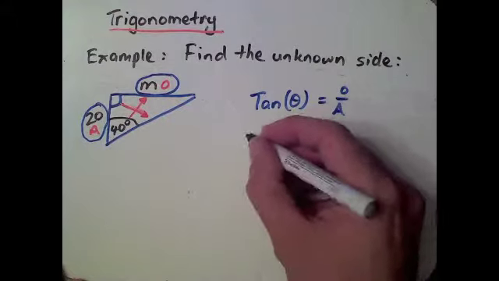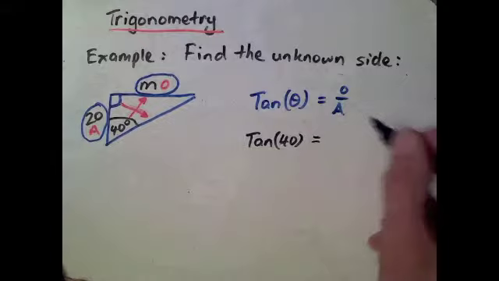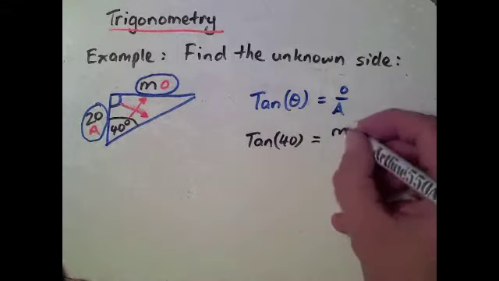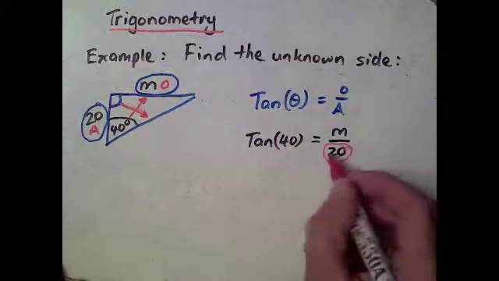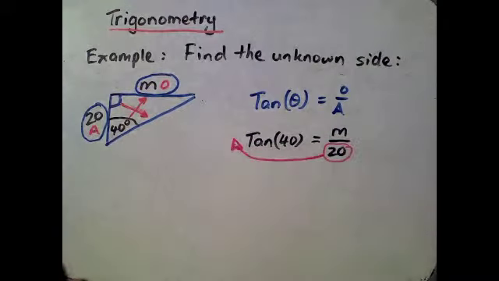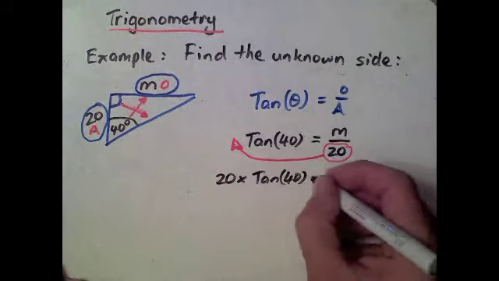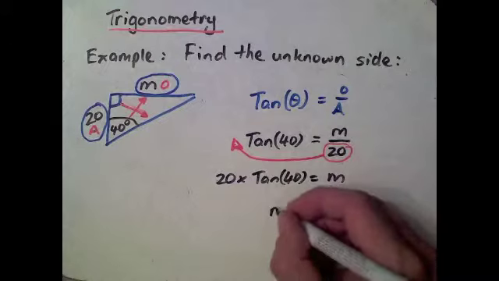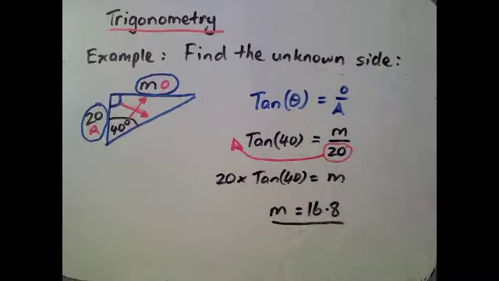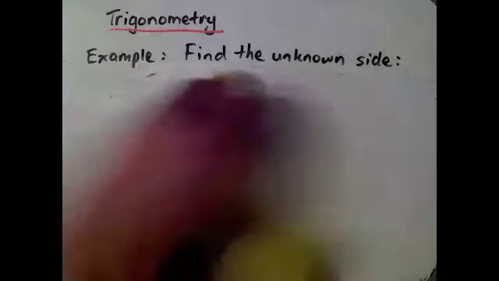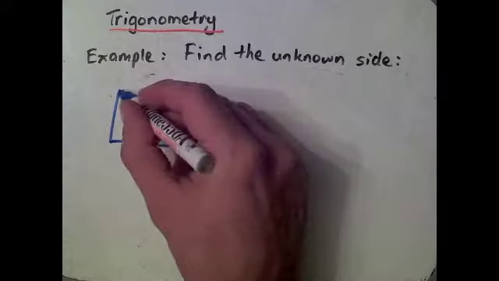And let's substitute those points in. So theta is the angle, so we're substituting in 40 there. Our O side's got M on it, so we want to put an M in place of the O, and A's got 20 on it. And now we simply solve, so it's divide by 20, so we've got to multiply by 20 by bringing it onto the other side, and we get on our calculator and go 20 times tan 40 is equal to M, and therefore we get M is equal to 16.8. Nice and simple there.